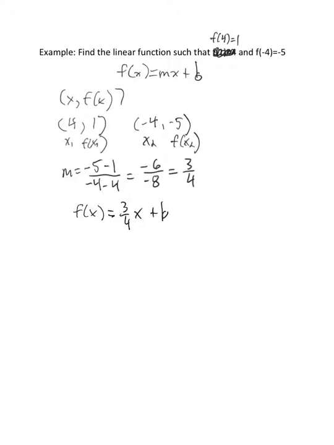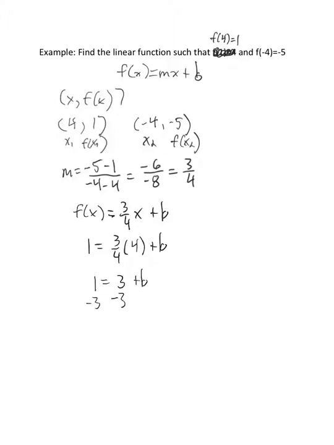And similar to how we did last time, we're going to work backwards to find b. So I'm going to pick my f of x as one of these points. I can pick either one, so I'm going to choose 4, 1. And in the case of 4, 1, f of x corresponds to 1. So 1 equals 3 over 4 times x, which is 4, plus b. So 1 equals 3/4 times 4, which would give us 3, plus b.